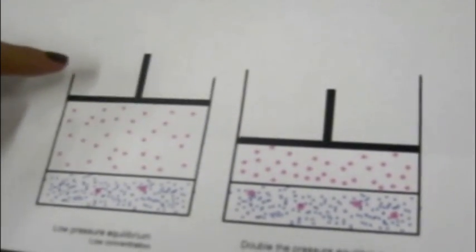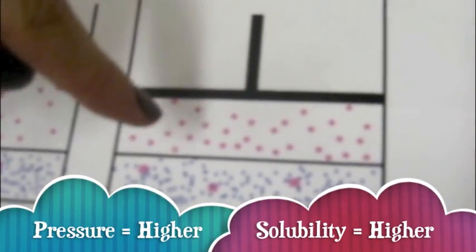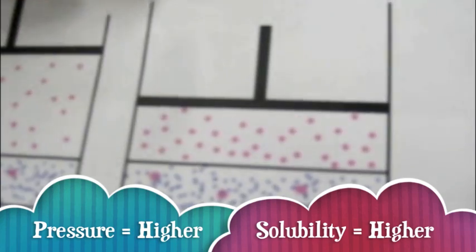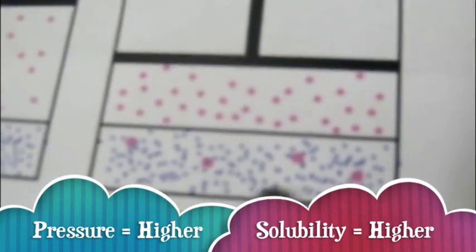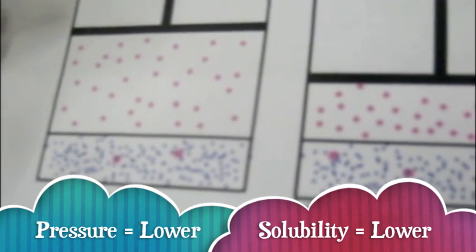As you can see, this is a container of a solution with gas particles. The more pressure that is exerted on the container, the more particles will go into the liquid solution. There are more particles here. And then less pressure will make sure that there's a lower concentration of the gas in the solution.